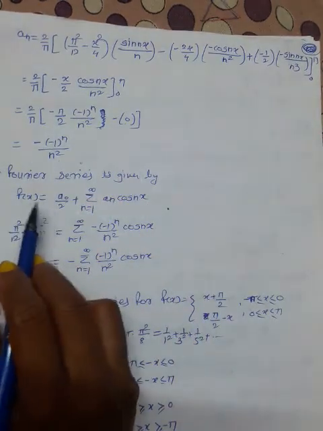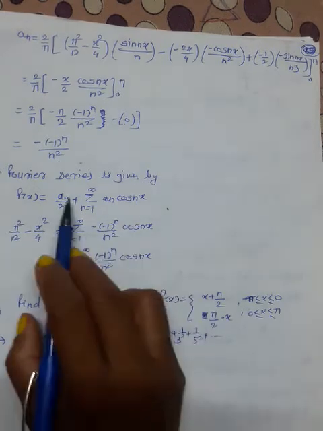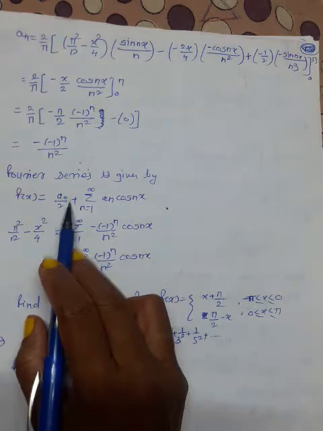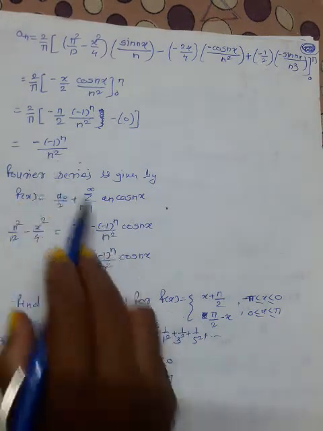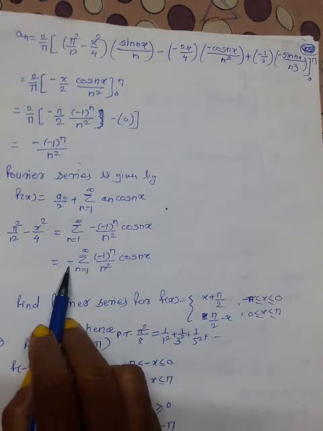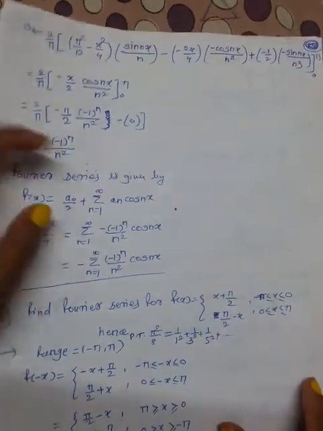Therefore the Fourier series is given by f(x) equal to a naught by 2 plus summation over n of an cos nx. Put the value of a naught and an in the function here, and a naught is 0, that's why it becomes only minus 1 raised to n upon n square, this is an, into cos nx. Take the minus outside of the summation, it is a constant. This is the answer for the Fourier series. Now consider the next.